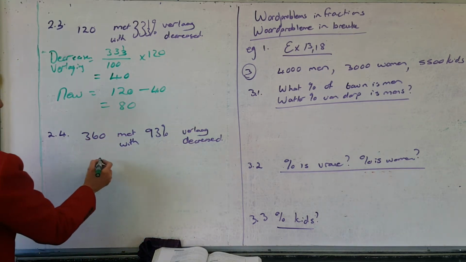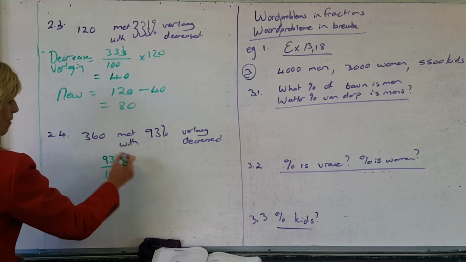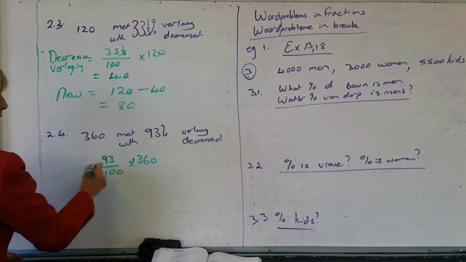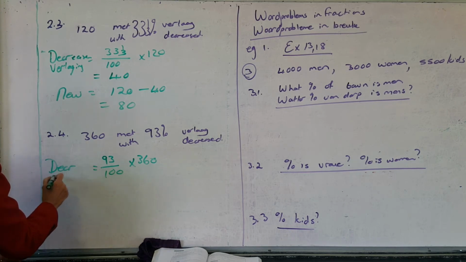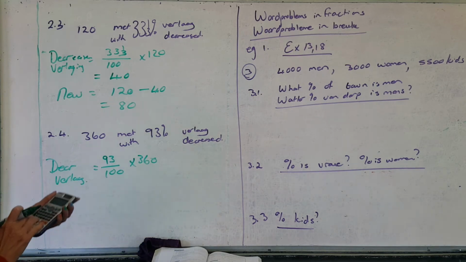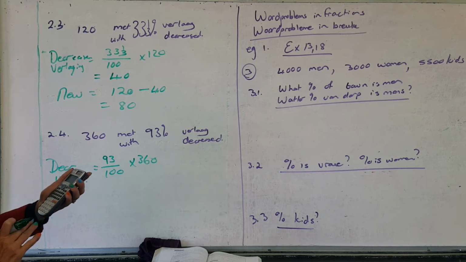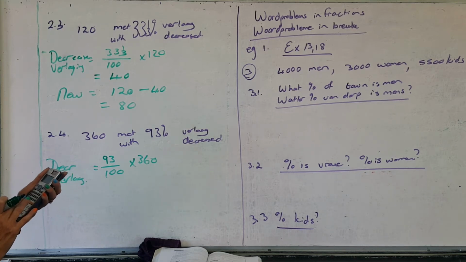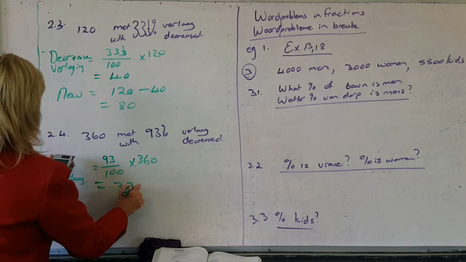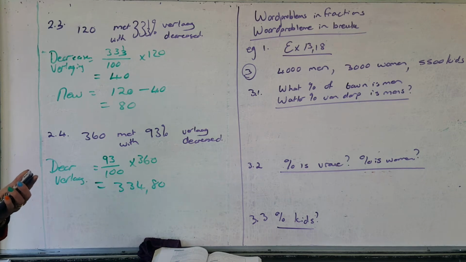Laaste vraag is weer 'n keer, dis 93%. So the 93% of the 360, that would be the amount that I want to decrease, waarmee ek wil verlaag. Dan werk ek met my sakrekenaar uit. And I work out that this answer, and this is a fraction, is going to be 334,80. Mag dit so wees? May I have a fraction?